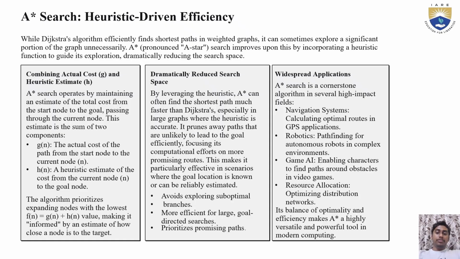Widespread application. A star search is a cornerstone algorithm in several high impact fields: navigation systems, calculating optimal routes in GPS applications; robotics, pathfinding for autonomous robots in complex environments; game AI, enabling characters to find paths around obstacles in video games; and resource allocation. Its balance of optimality and efficiency makes A star a highly versatile and powerful tool in modern computing.